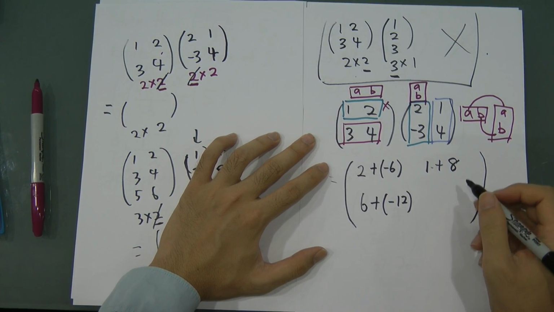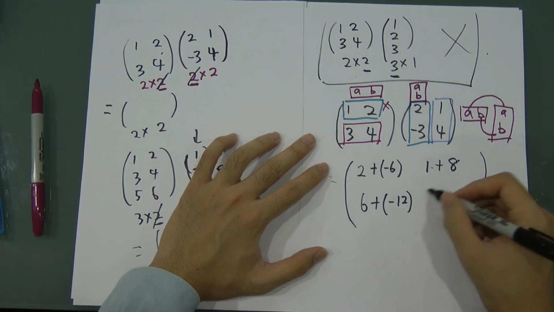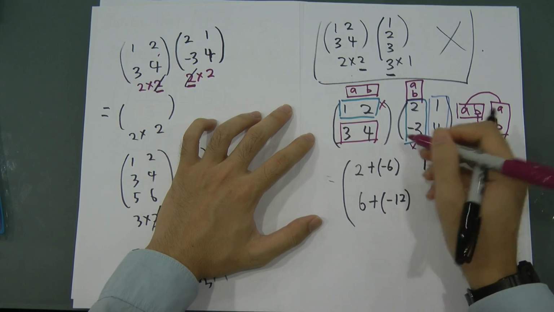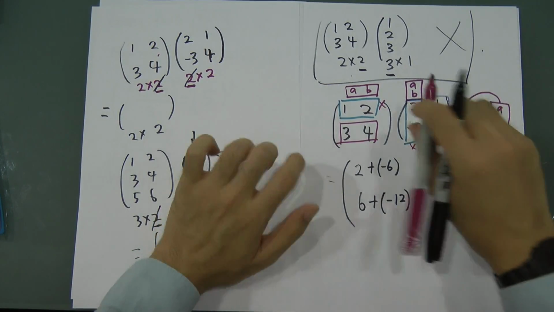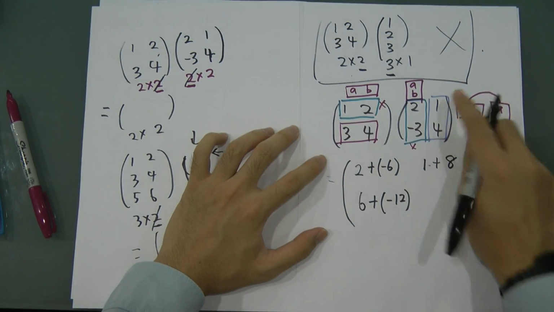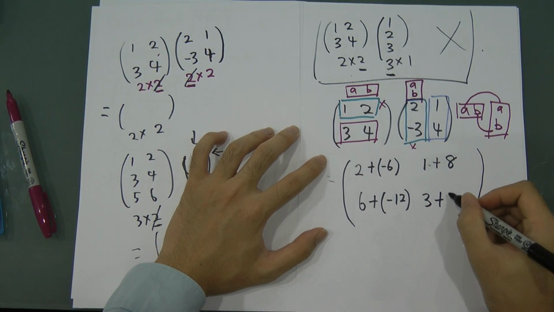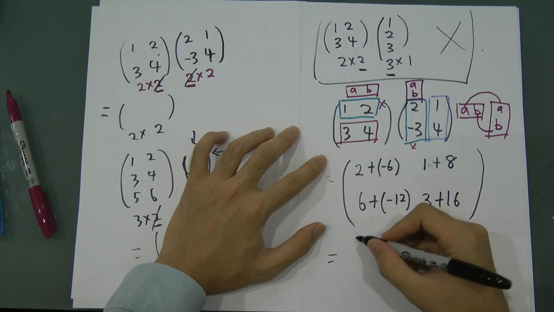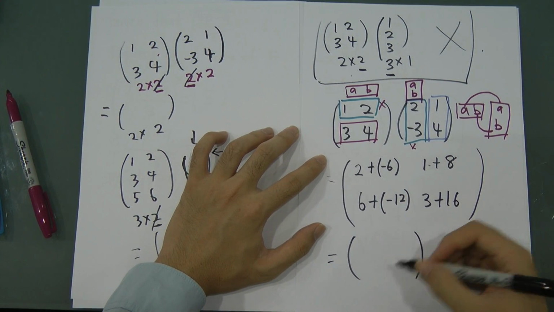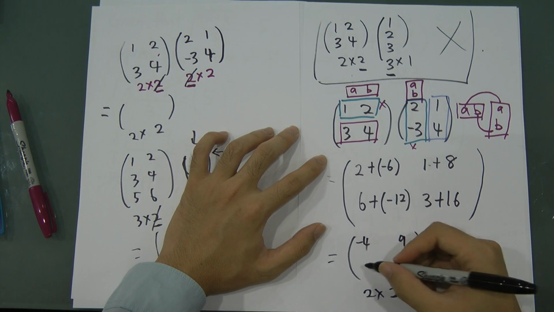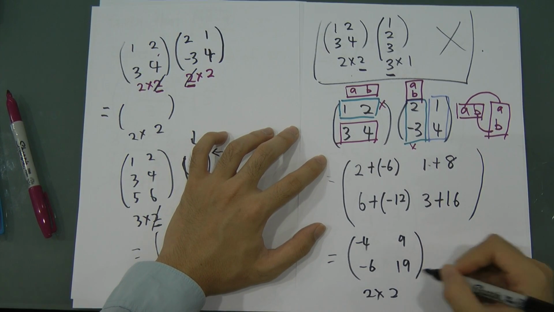Okay, and then this combination done. Last part, so I'm not going to use this combination anymore. So this combination multiple with this combination. Okay, so 3 multiple with 1, I got 3. Plus 4 multiple with 4, I got 16. Therefore, I just solve it. I will got 2 multiple 2 matrix over here. So it's negative 4, 9, negative 6, 19. My answer.